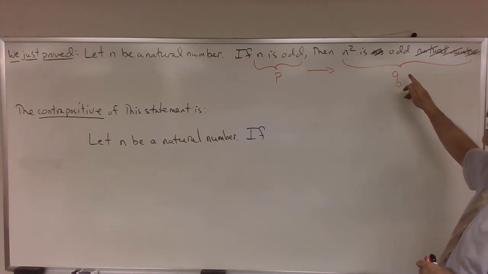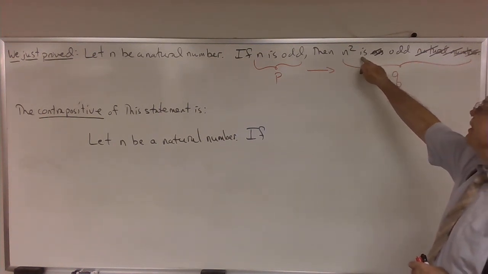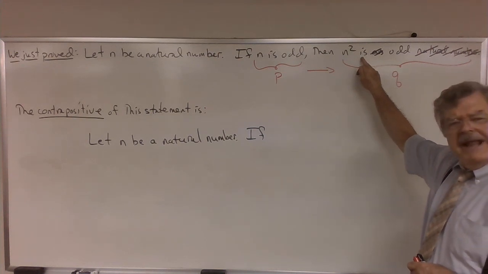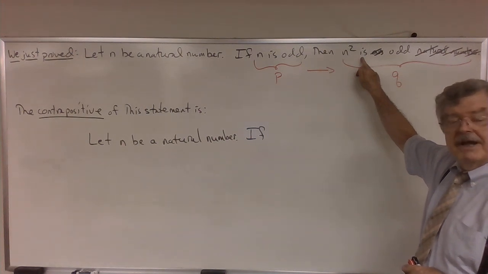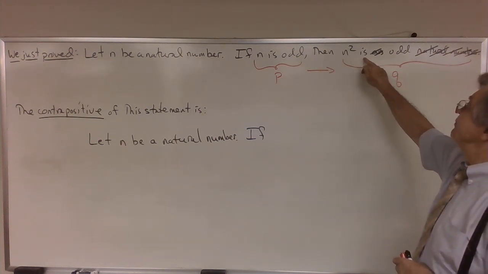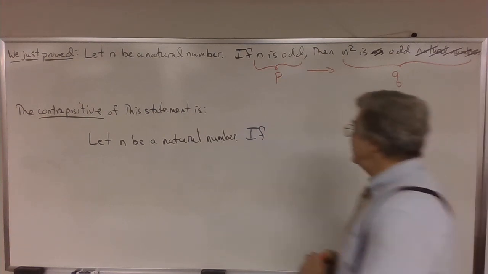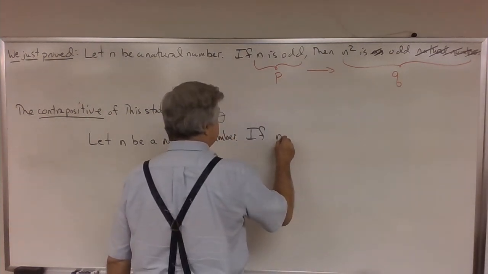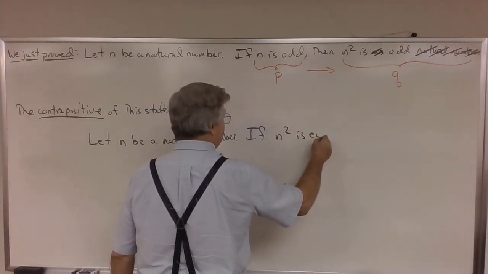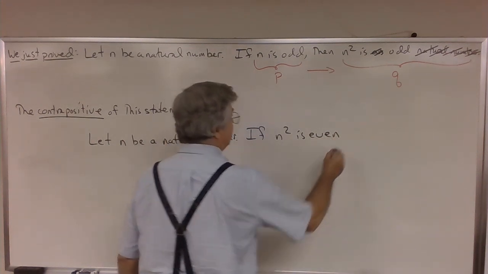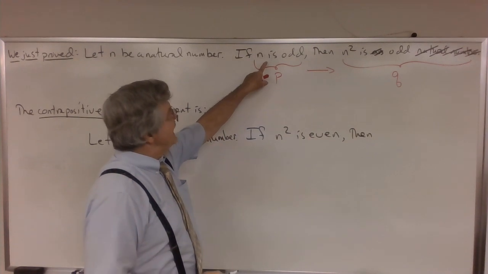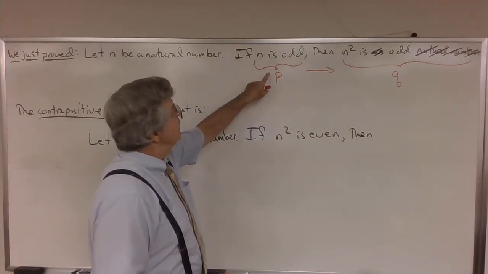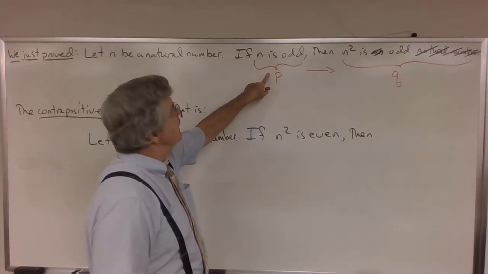So let's see. Negation of Q. If a natural number is not odd, then it has to be even, right? So the negation of n squared is odd is n squared is even. And the negation of n is odd is that n is even.